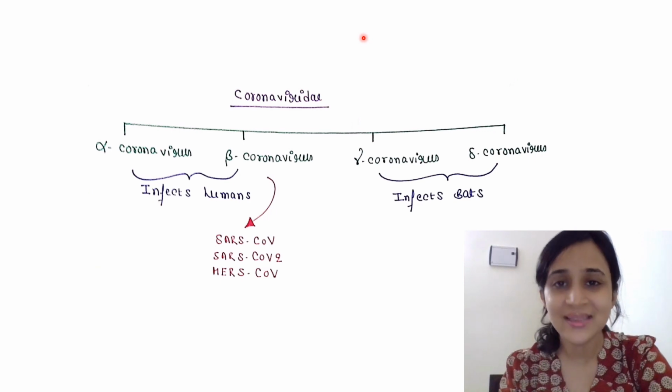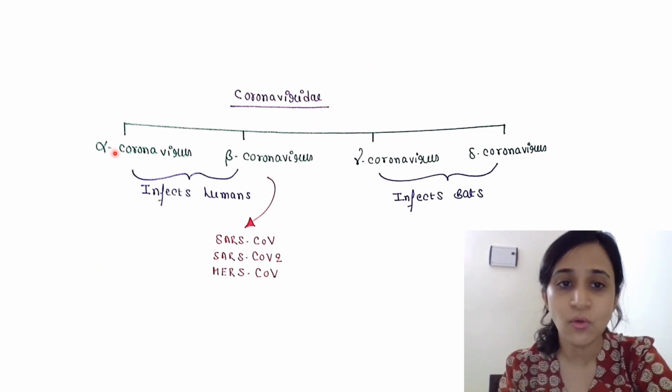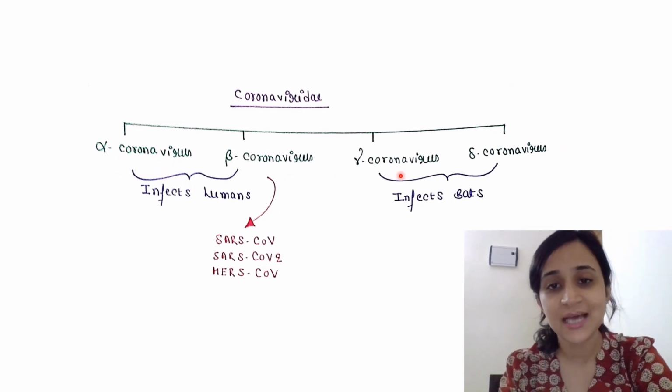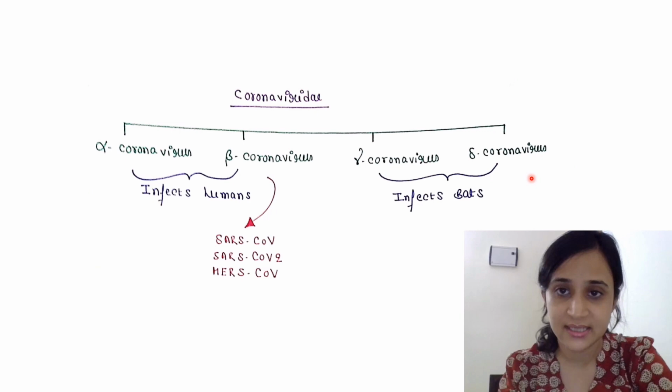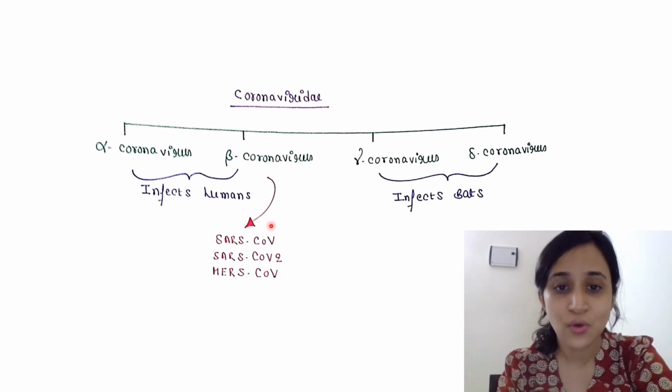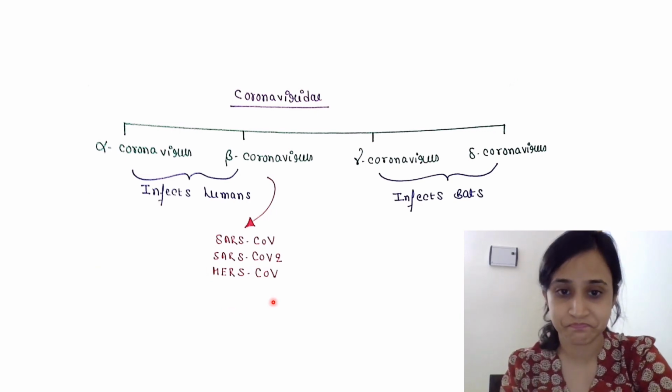Now I will explain the taxonomy of it. Coronaviridae family is divided into 4 genera: alpha coronavirus, beta coronavirus, gamma coronavirus and delta coronavirus. Among them, alpha and beta coronavirus infect humans and gamma and delta coronavirus infect bats. And beta coronavirus actually infects us to cause SARS-CoV, SARS-CoV-2 and MERS-CoV.